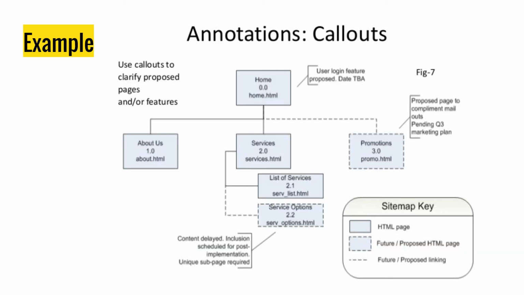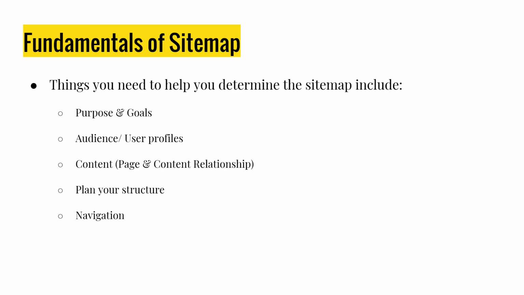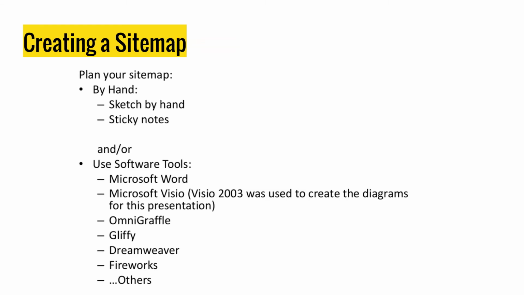Okay, so another example here, but of course we're not going to use HTML coding or writing. We are just going to use a simple diagram so that it helps me to understand better how you plan out your website. A few things that you need to help to determine your sitemap are your purpose, goals, audience, user profiles, and content of the page, and of course, as I mentioned, plan your structure and navigation. So plan your sitemap.